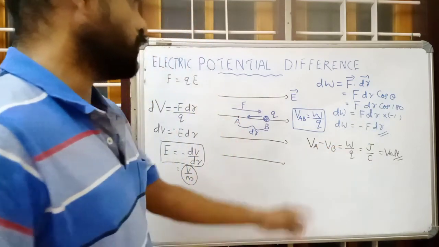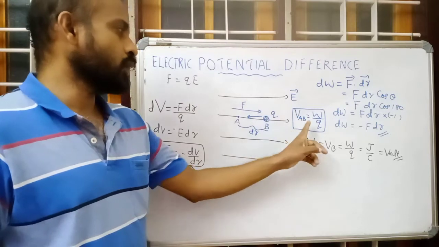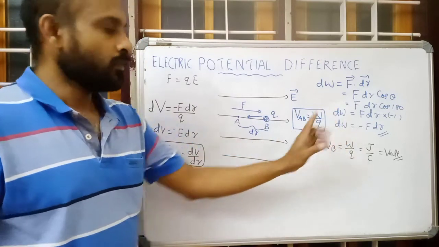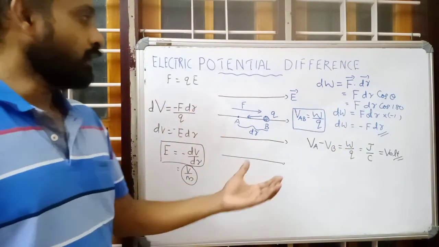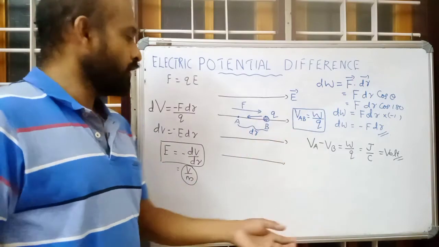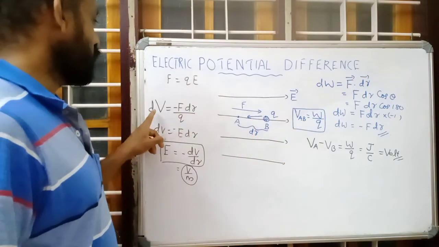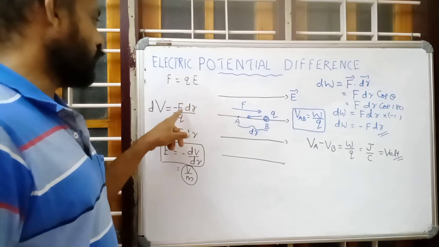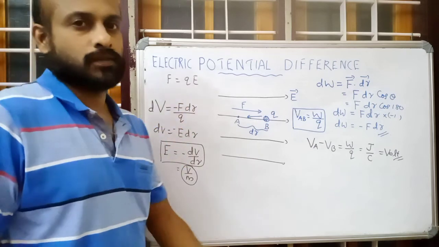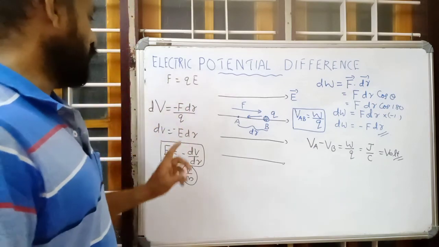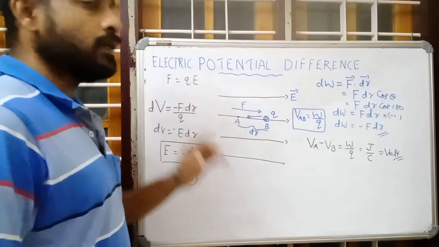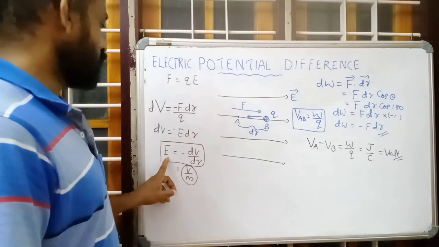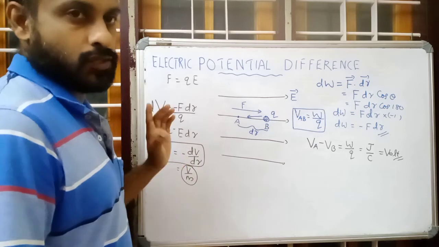But by definition, the potential difference between 2 points A and B is equal to work by charge. This is the work done, and we need to divide by charge because we need a unit charge. That's why we are dividing by the charge. So dV is equal to minus F into dr by Q. F by Q is equal to electric intensity. This is a relation connecting electric intensity, potential difference and distance. So we can say electric intensity is the negative gradient of potential.